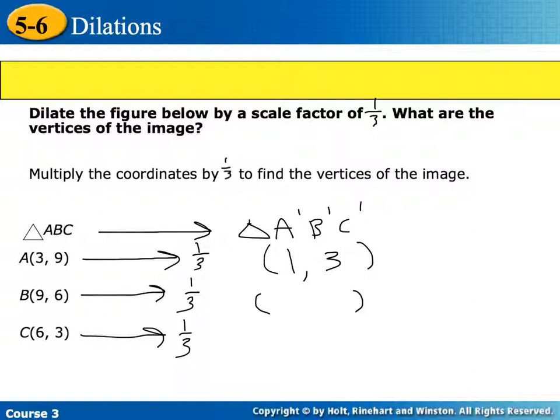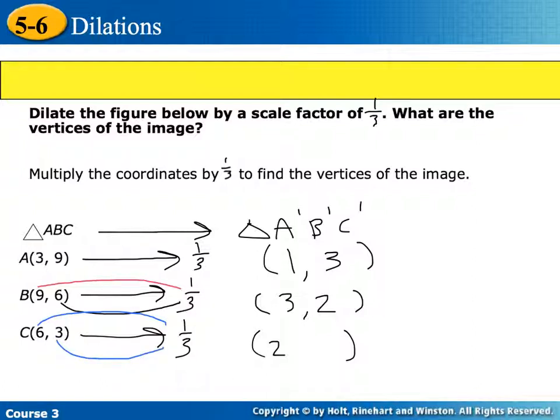9 times 1/3, I get 3. 6 times 1/3, I get 2. 6 times 1/3 again, oh, I just did that one, I get 2. And then 3 times 1/3, I did that before, I get 1. And here are my new vertices: (1, 3), (3, 2), (2, 1). And I'm done with that problem. Just multiply by my scale factor. Okay?